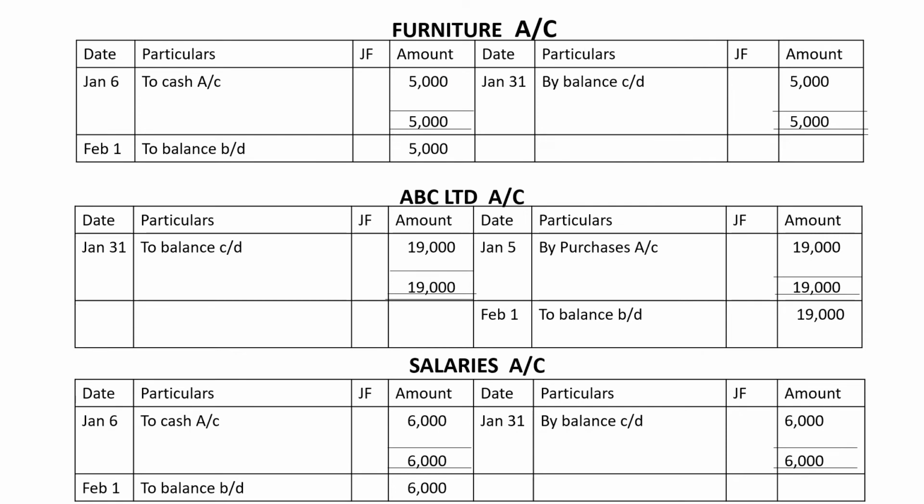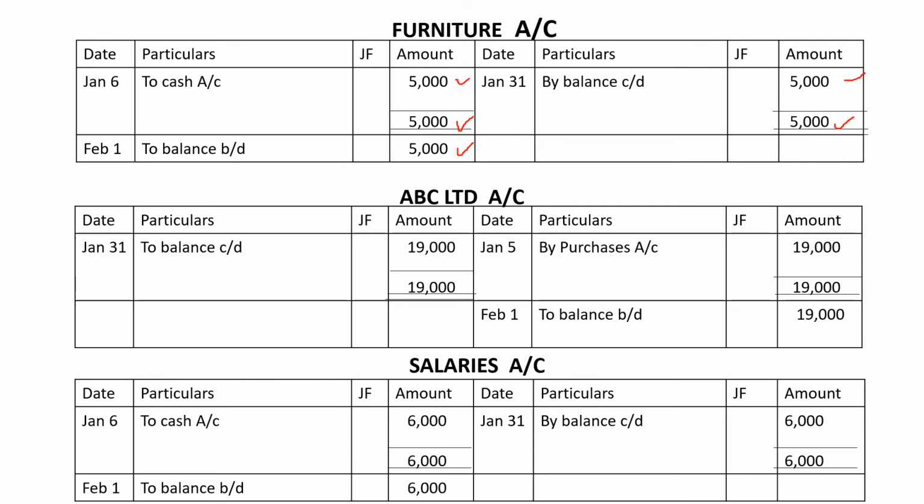Likewise, the furniture account also we have to close. So on January 6th to cash account, only one transaction is there. So we have entered it. So we have closed this particular account. The debit side is more, 5,000 rupees. So on the credit side also we have to write. So on January 31st, by balance carried down 5,000 rupees. On the opposite side, February 1st, to balance brought down 5,000 rupees.